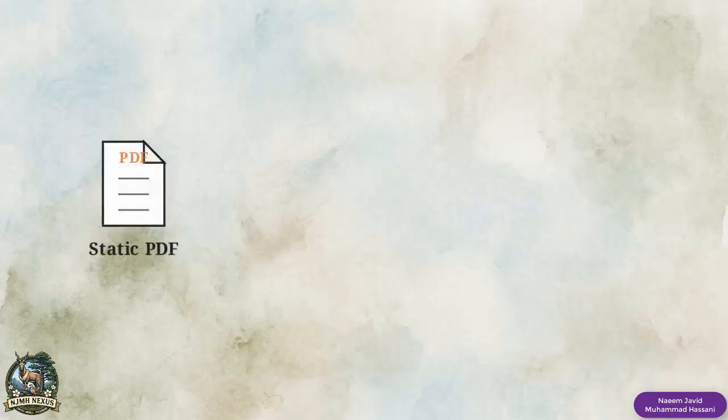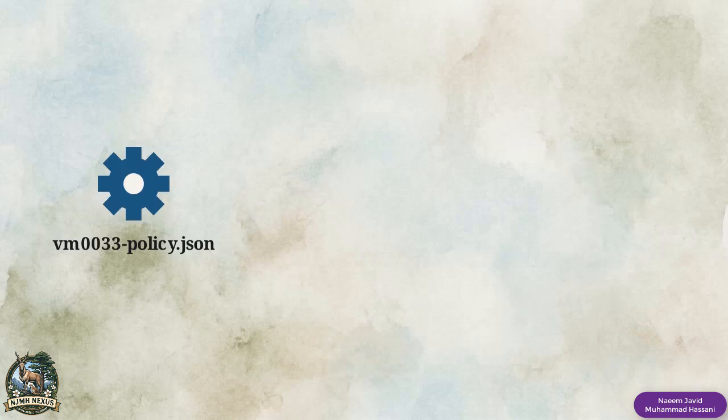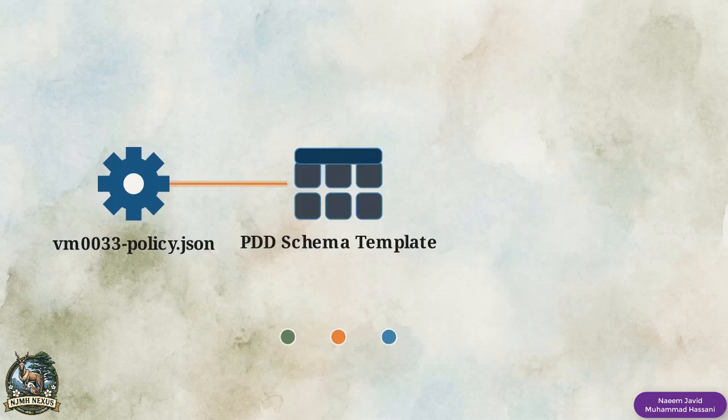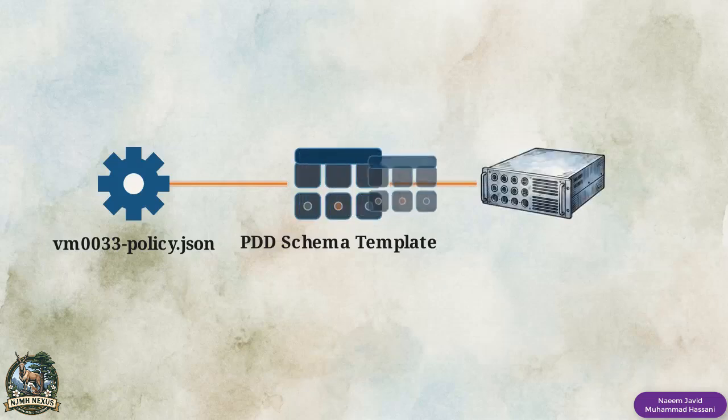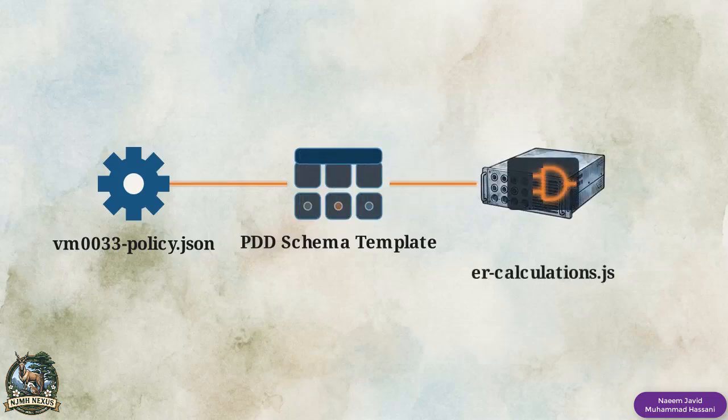The static PDF is converted into an executable digital policy, the VM0033.policy.json file. Ecological field data is ingested through structured digital schemas, like the PDD schema template. Once ingested, the data runs through custom logic blocks, the ercalculations.js file, which execute the emission reduction algorithms. External tools, like ARTool14 for estimating biomass, are integrated directly into the primary policy architecture.